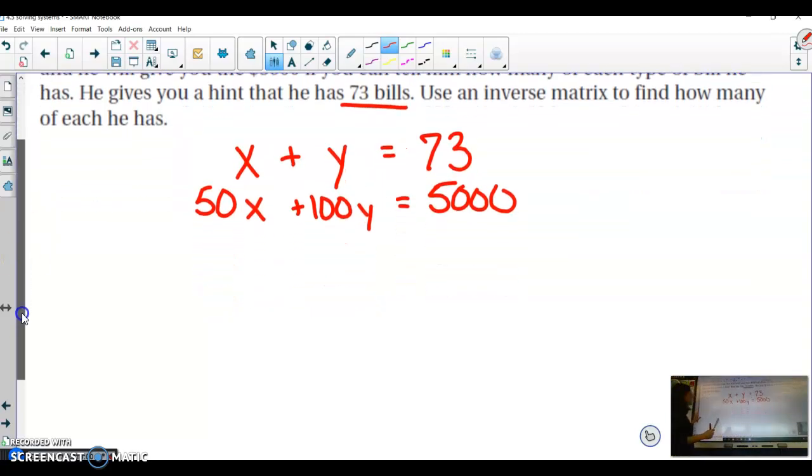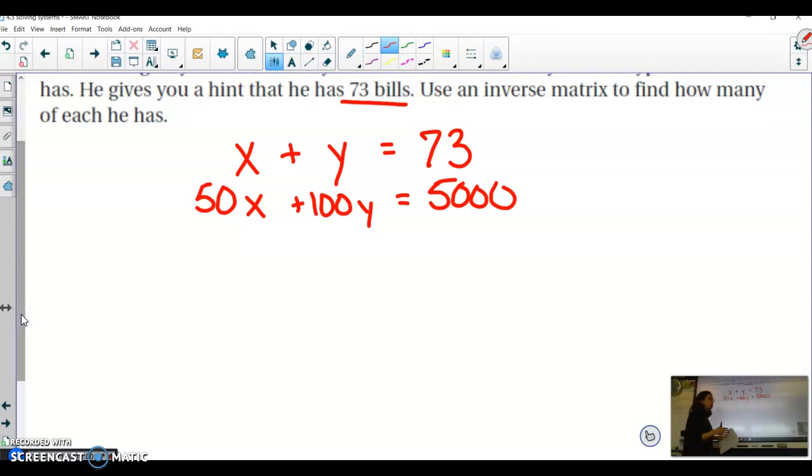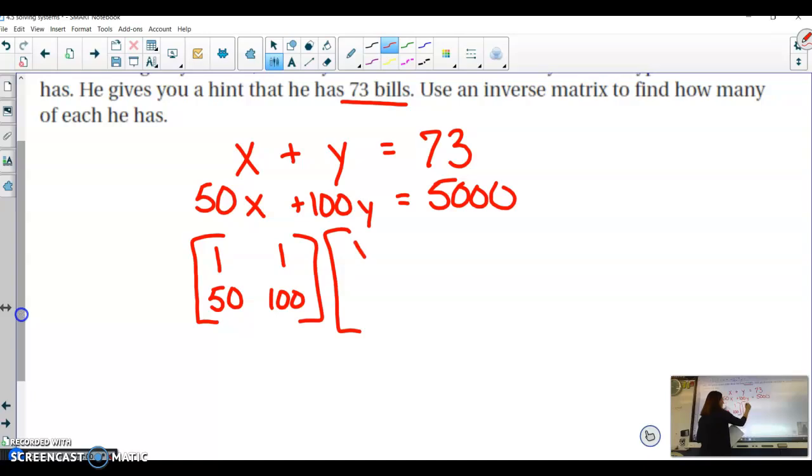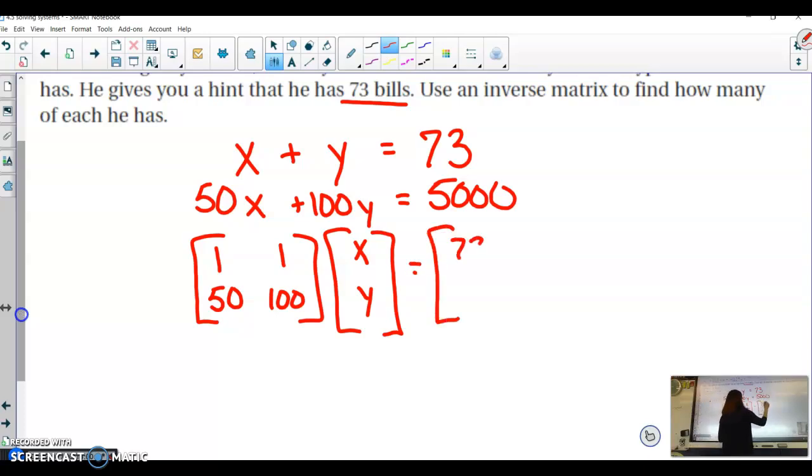So now what we do is we set up our matrices. First we make the coefficient matrix. Make sure it goes x and then y, so make sure it's lined up, which it is. So it'll go 1, 1, because those are the numbers in front of the x and y, and then 50, 100. And that would have to be multiplied by the variable matrix x, y. And I know that is the order, because if I multiply, it would be 1x plus 1y, and then 50x plus 100y. So that makes that one on the left. And that's going to equal 73 and 5,000.